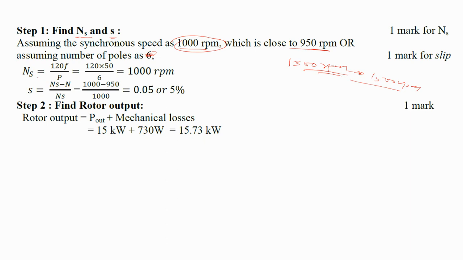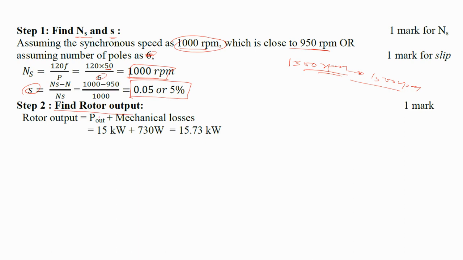Now ns is 120 f upon p. So 120 into f, where frequency is 50 hertz, and the number of poles gives 1000 rpm. So basically this is 1000 rpm. By using this we will calculate slip, that is (ns minus n) upon ns. So (1000 minus 950) divided by 1000. So the slip is 5% or 0.05.